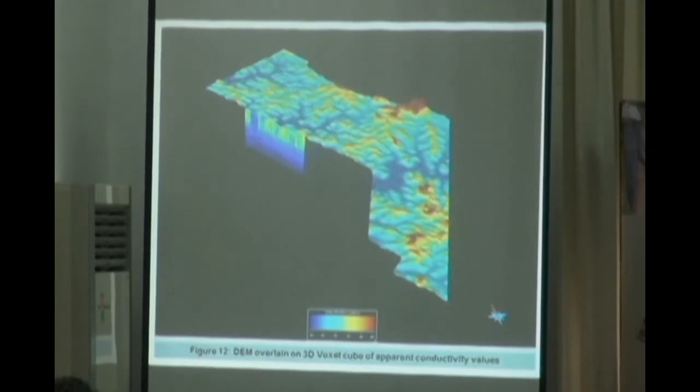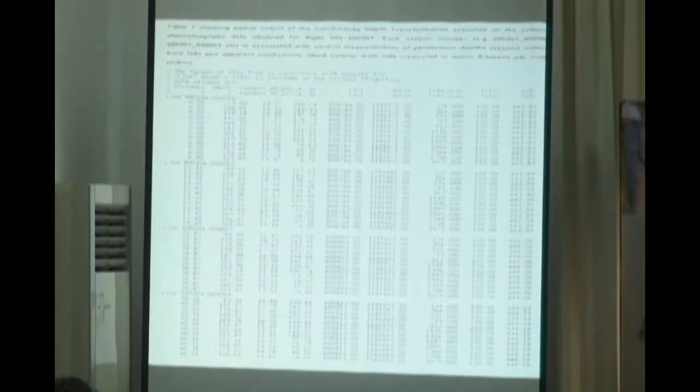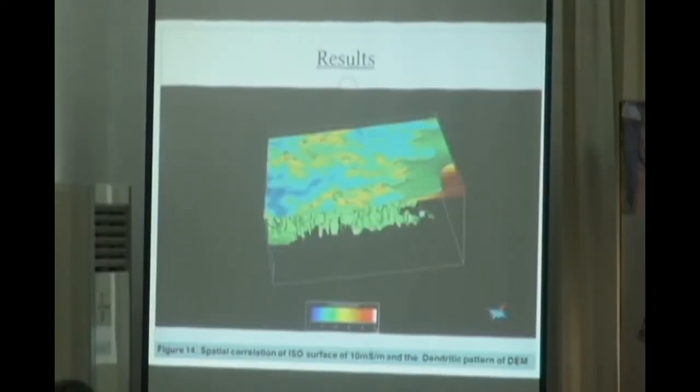After smoothing the data and doing some interpolation, we are able to get the data in a form like this. Now, we then use what are called isosurfaces, surfaces that are matching or connecting the same value of apparent conductivity. And so this isosurface that is shown in green here is collecting the apparent conductivity value of 10 microsiemens per meter. And the surface of the model is the DEM data set overlaid to show the correlation between the two.